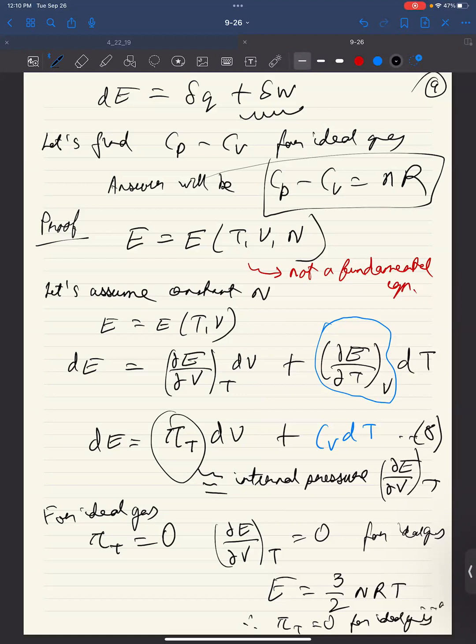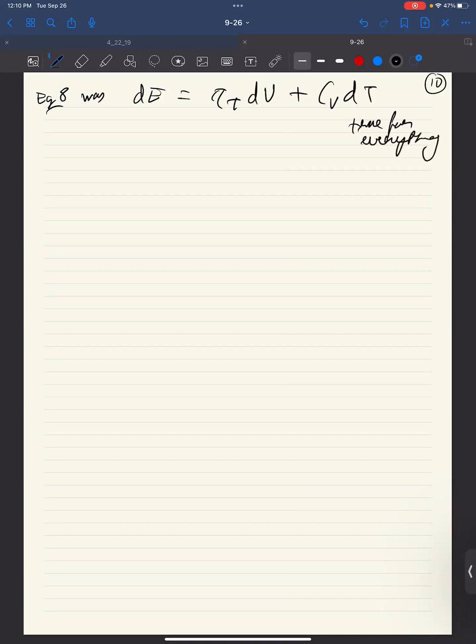Let's call this equation 9. So put 9 in 8. What do we get? Equation 8 was dE is equal to pi_T dV plus CV dT, true for everything. And if you put pi_T equal to 0 in it, you get dE is equal to CV dT, true for ideal gas.